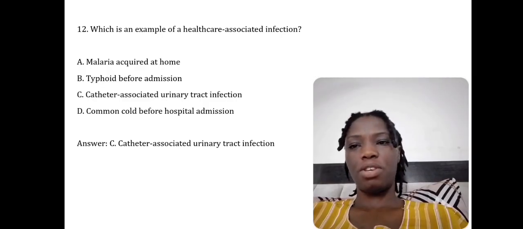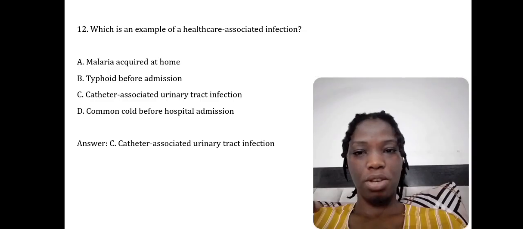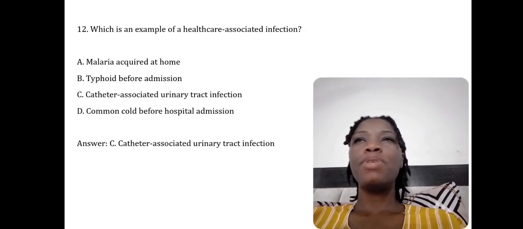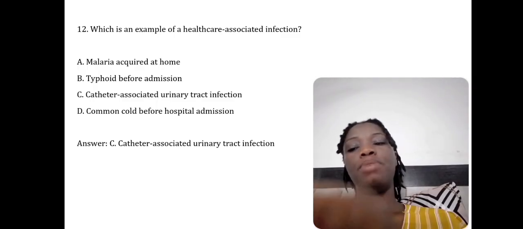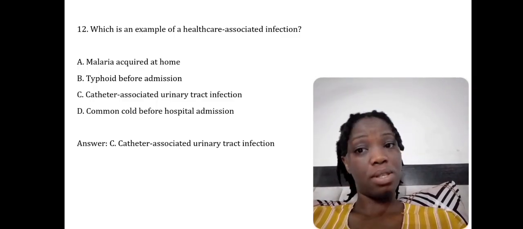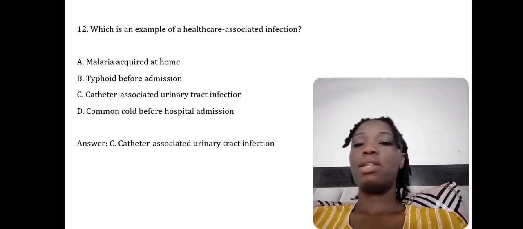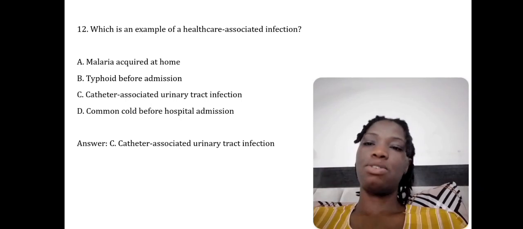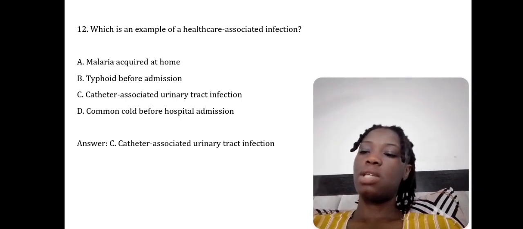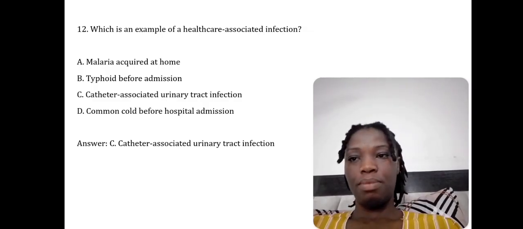Healthcare associated infection is also called nosocomial infection. It's also called hospital acquired infection. When they say hospital acquired, it means you got it from the hospital. You didn't go with it. It is an infection you get from a healthcare system. Nosocomial infection is still a name they give to healthcare associated infection. So anywhere you see healthcare associated infection, nosocomial infection, hospital acquired infection, they are talking about the same thing.